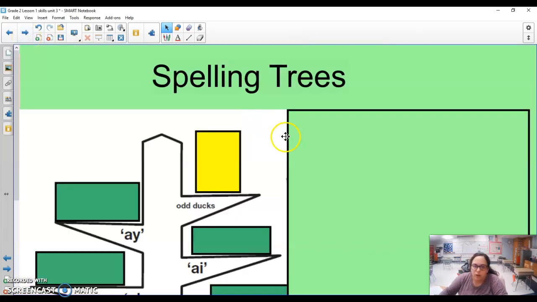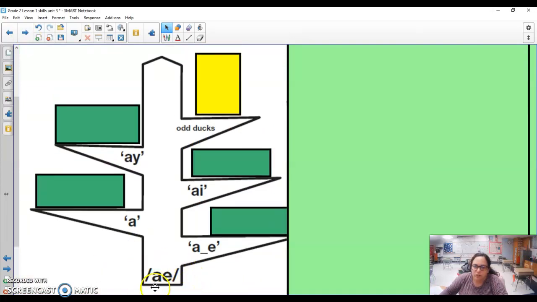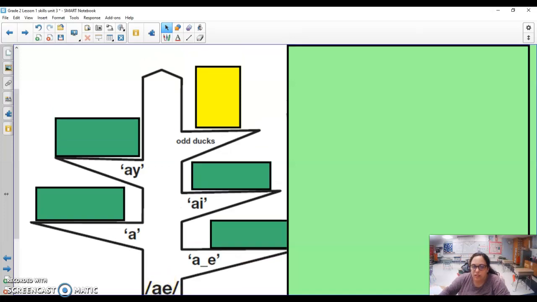So we're going to go on to our spelling tree, okay? Our spelling tree, if you notice down here, says A-E. And remember, when you see the lines that are slanted like this or diagonal, we say the sound. So this is the A sound spelling tree. We say A consonant E says A. What's this word? Cake. What's this word? Name.